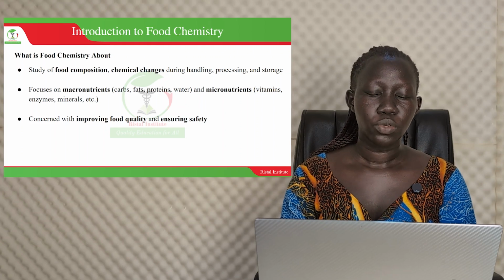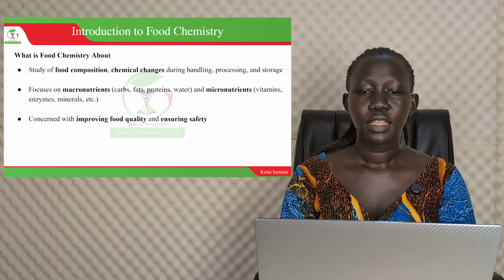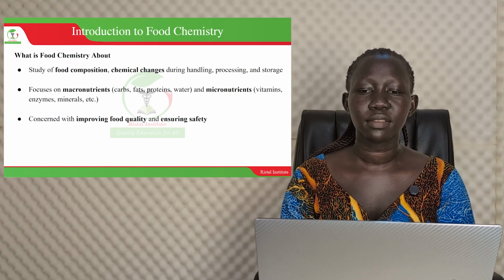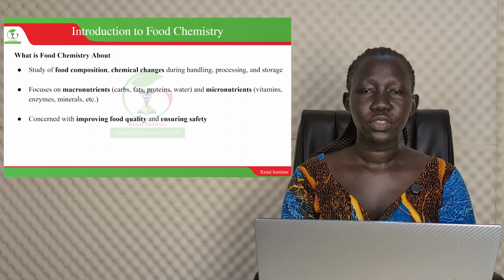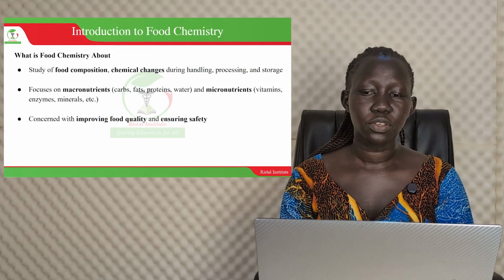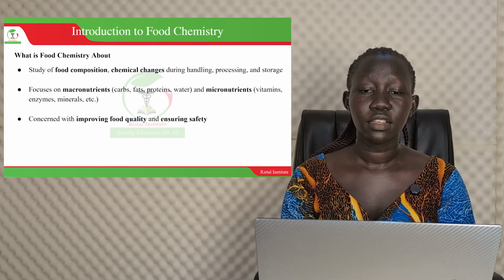And food chemistry is also concerned with improving food quality, ensuring safety. Understanding food chemistry will help us to know how best to handle food substances during the process of harvesting, post-harvest, and then during the process of processing these foodstuffs, and also storage, including transportation until this food product reaches the final consumer.